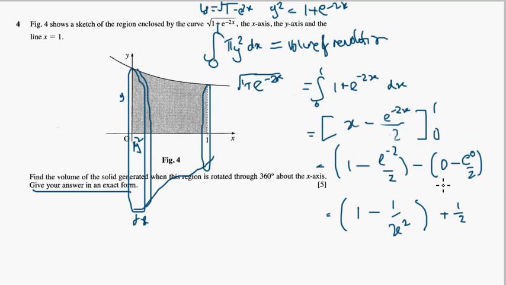I hope you followed that. 1 plus a half is obviously 3 over 2. So we get 3 over 2 minus 1 over 2e squared. I imagine you could take out the half as a factor, although you don't need to, that's already the correct answer. And you get pi times 3 minus 1 over e squared, over 2, or 3 minus e to the minus 2. Job done.